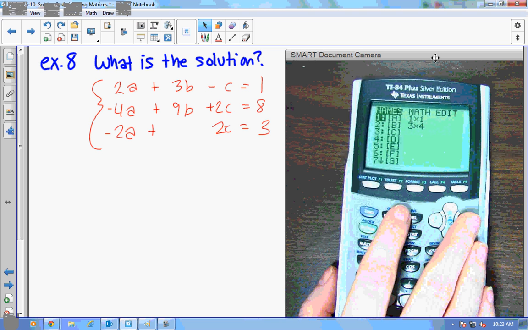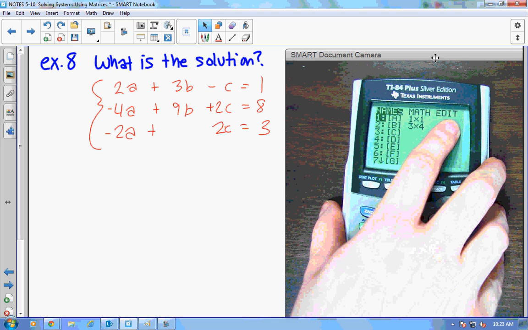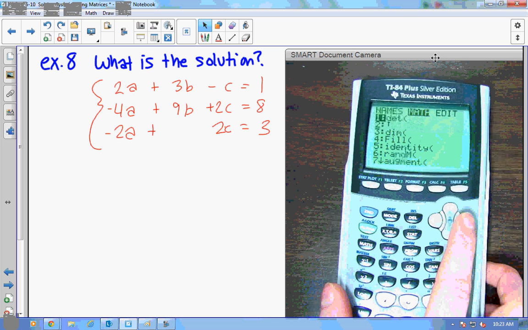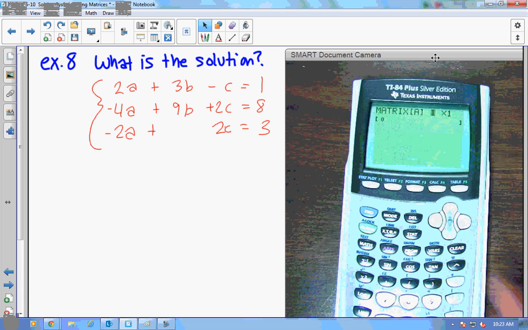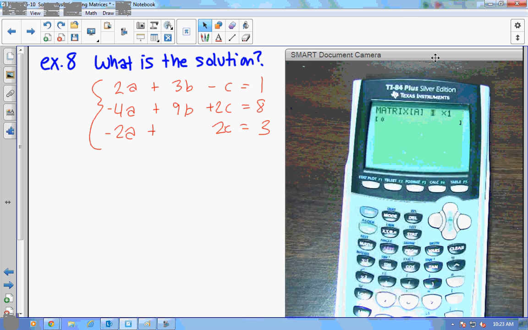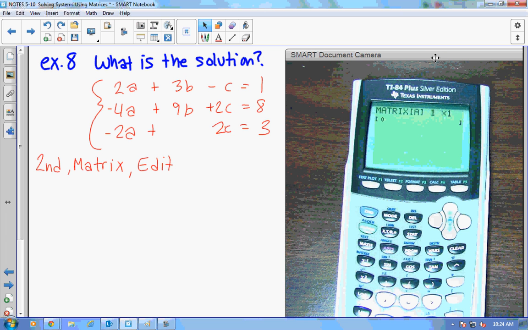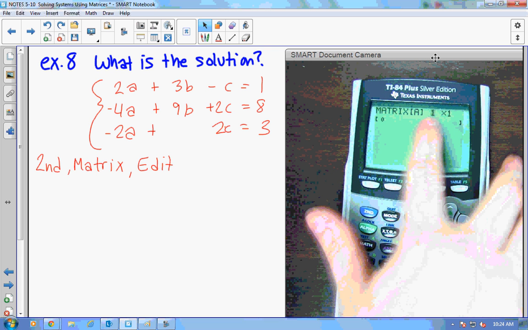Then you need to go over to edit. We need to edit and insert our data. So go over to edit. Push enter. Then we need to tell it what size of matrix we have. How many rows and how many columns do we have? Is it a 3x4 or a 4x3? And if you don't know, you can just plug and chug.